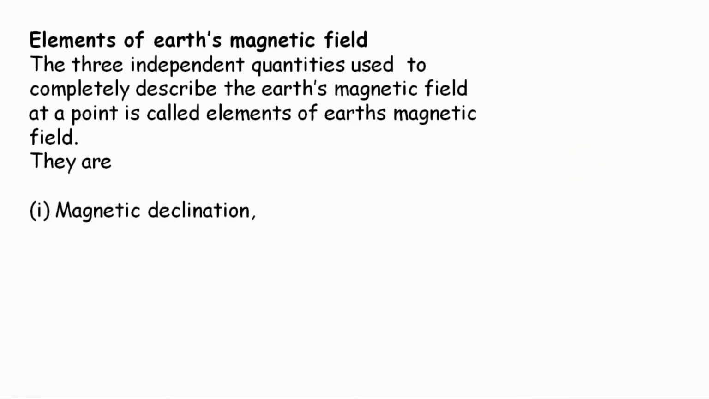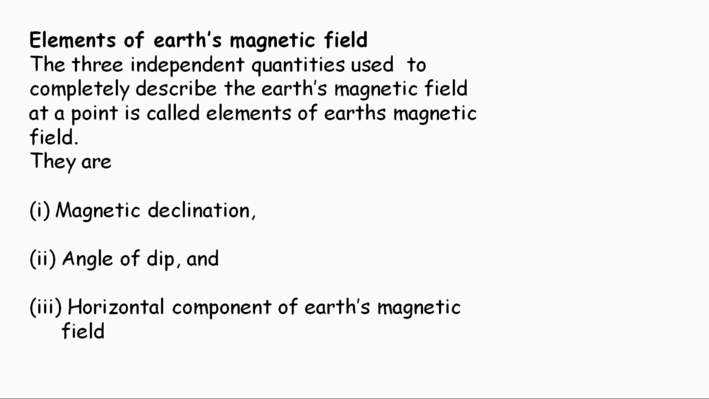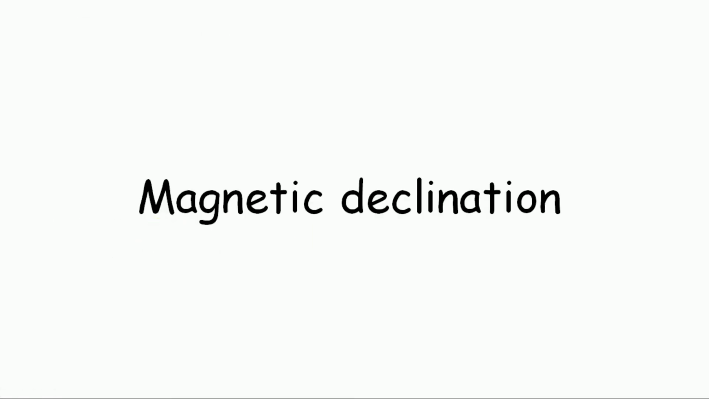Elements of Earth's magnetic field are the three elements using which we can completely describe the Earth's magnetic field at any place on the surface of the Earth. So they are magnetic declination, angle of dip, and horizontal component of Earth's magnetic field. So let's talk about the magnetic declination.